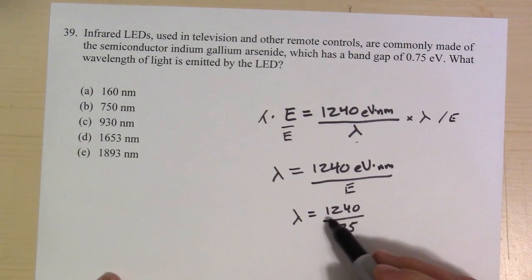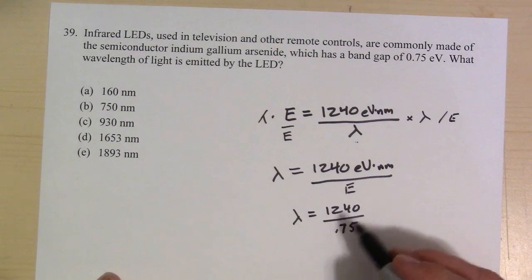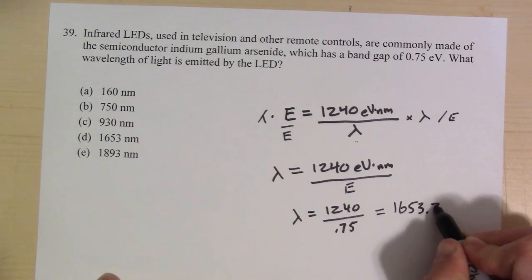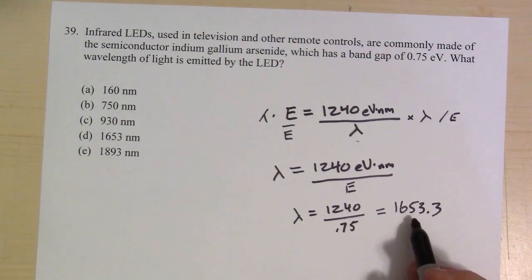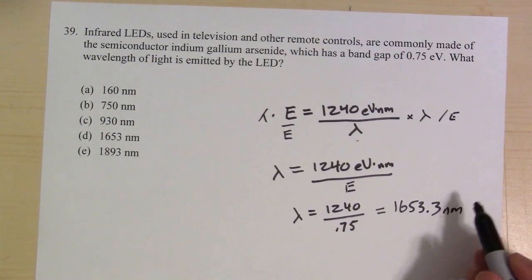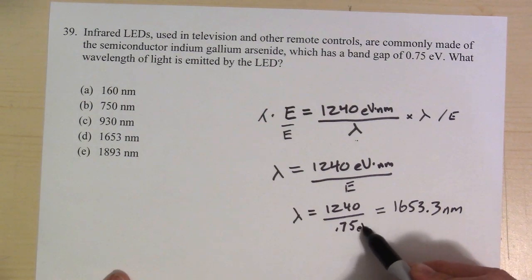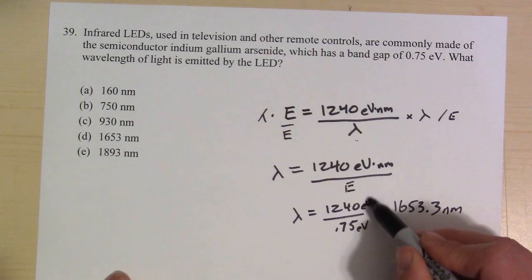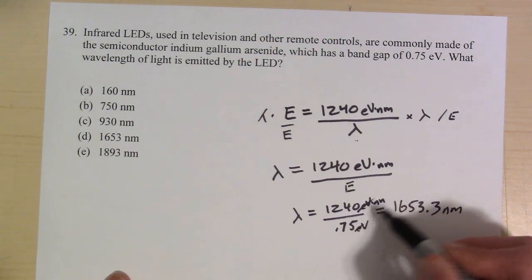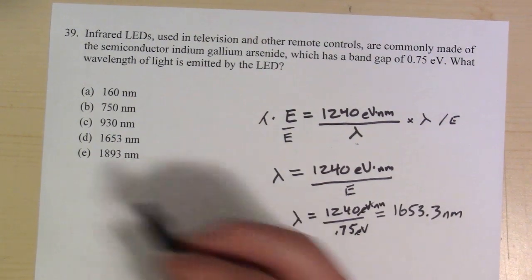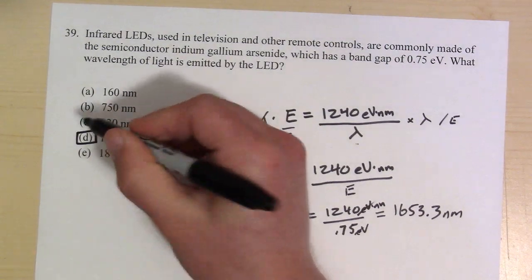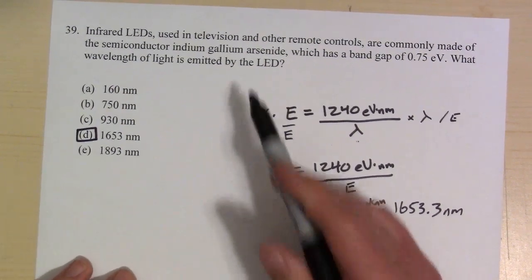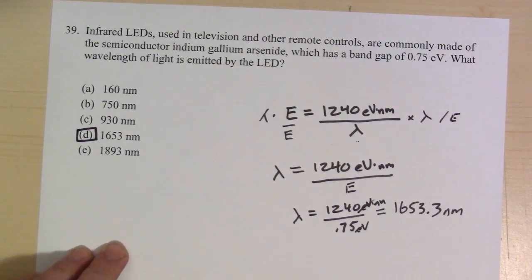So 1240 divided by 0.75 is going to be equal to 1653.3, and that will be nanometers. Here we have electron volts. The 1240 is electron volt nanometers, so the electron volts cancel, leaving us with nanometers. So D here, 1653 nanometers, is the wavelength of light emitted by that particular LED.